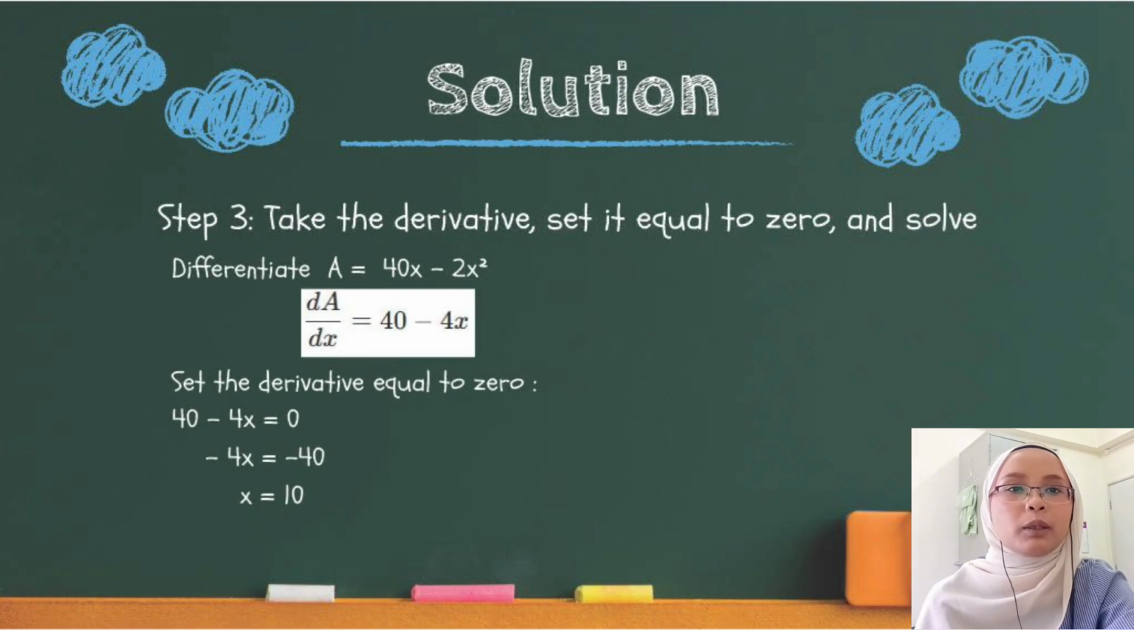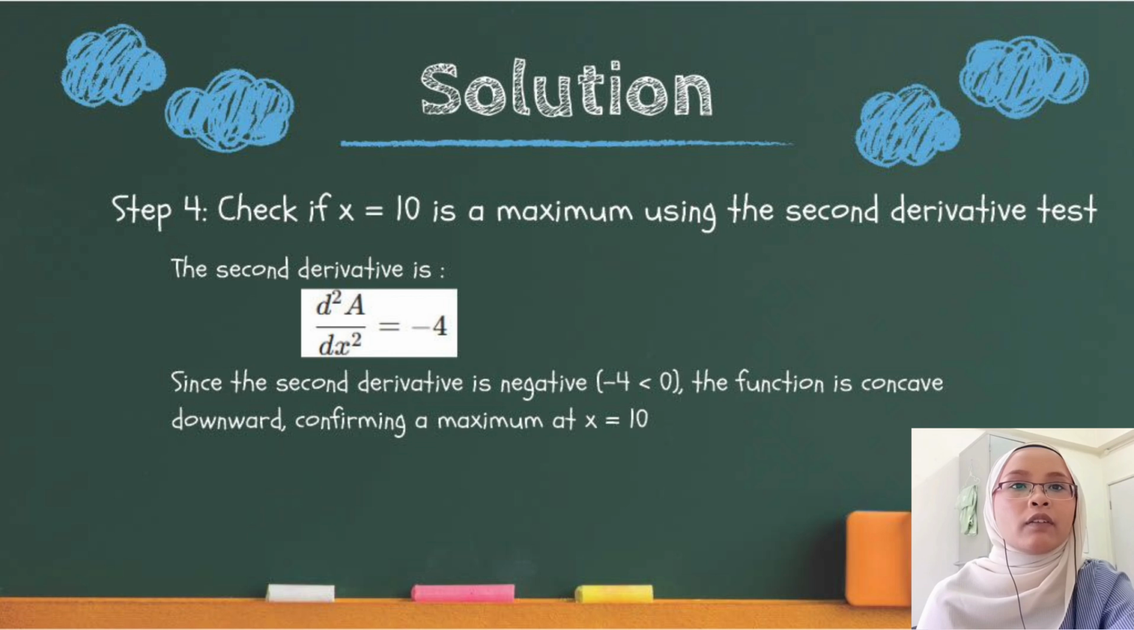To find the maximum, we differentiate A equals 40S minus 2S squared with respect to S, and we get 40 minus 4S. We set this equal to 0. Solving for S, we get S equals 10. Now we check if S equals 10 gives us the maximum using the second derivative test. The second derivative is negative 4, and since negative 4 is less than 0, the function is concave downward, confirming that S equals 10 is the maximum.